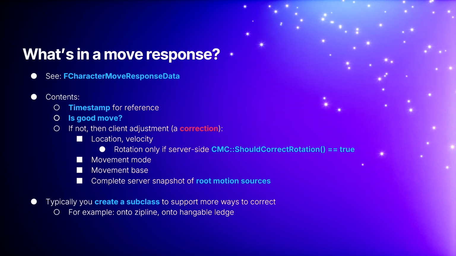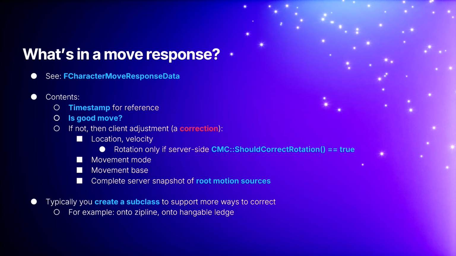And if not, then the server also sends along correction information. That includes your location, the server-side decided location, velocity, movement mode, movement base, and also a complete server snapshot of root motion sources if there were root motion sources active on the server. I'll get to that in a bit. By default, the server does not correct rotation, but if you wanted to, then you can override CMC's should correct rotation function to return true on the server.